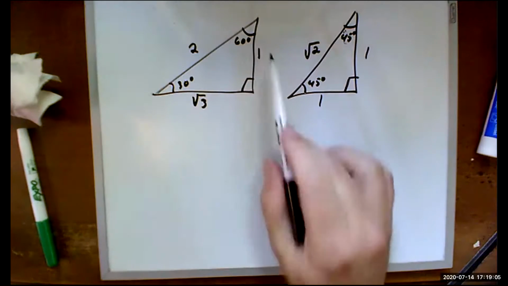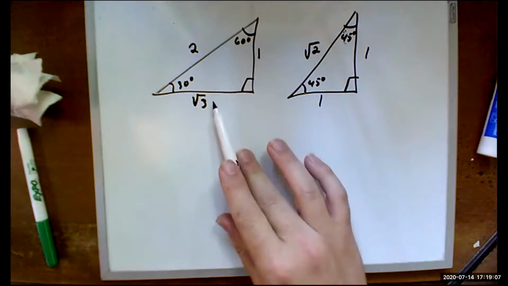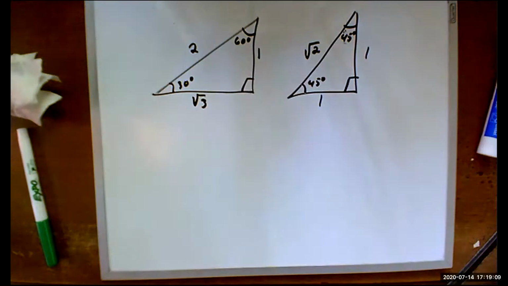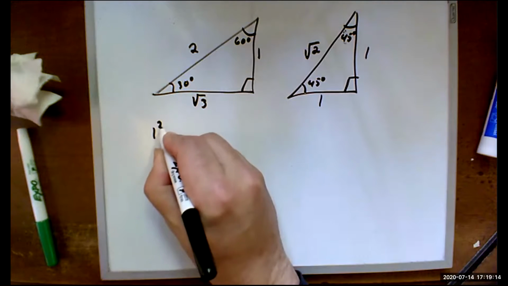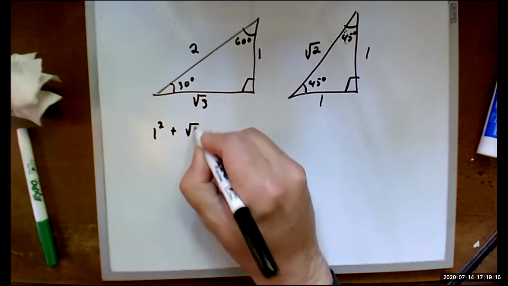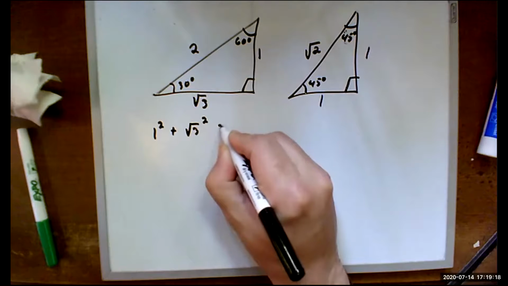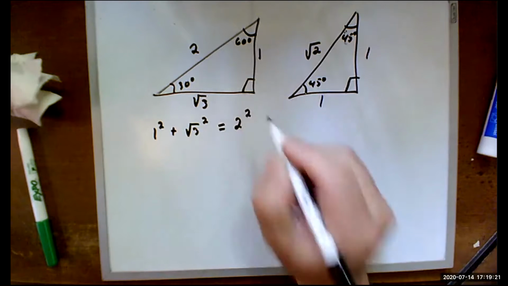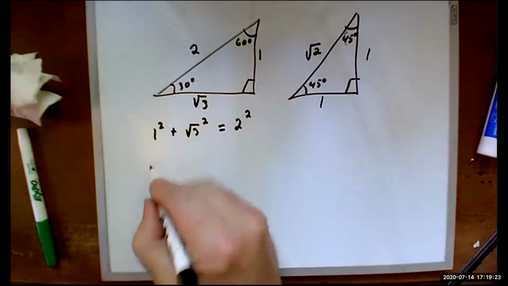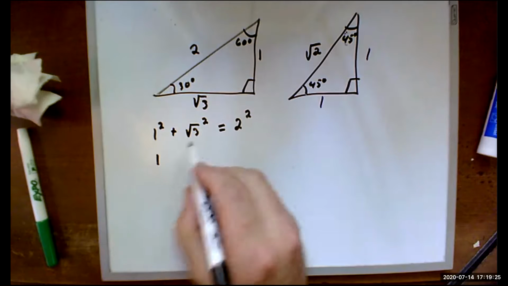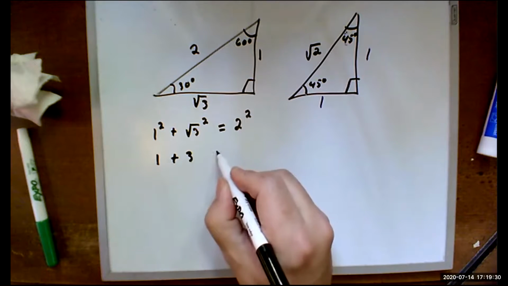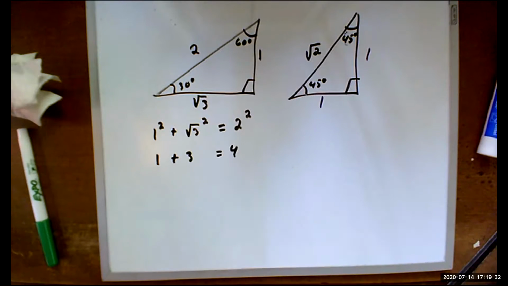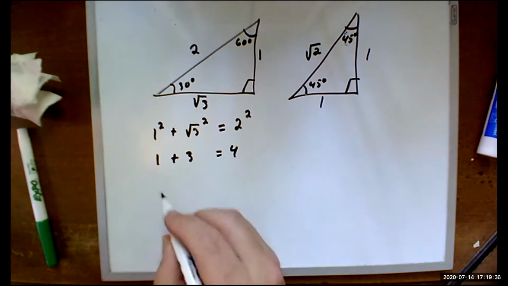In a 30-60-90 triangle, we have sides 1, root 3, and a hypotenuse of 2. The reason we do this: 1 squared plus root 3 squared is equal to 2 squared. 1 squared is 1. 1 times 1 equals 1. Root 3 squared is 3, and 2 squared, of course, is 4. So that's how that relationship comes out. And it allows us to do things.